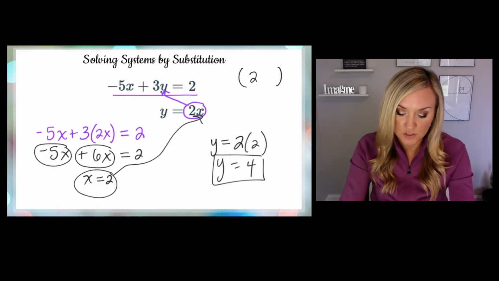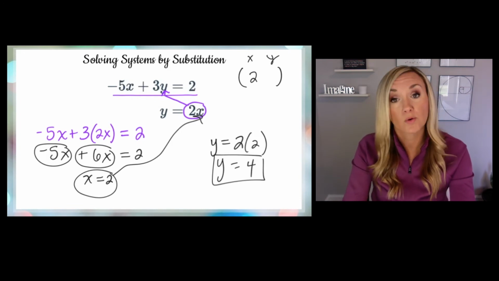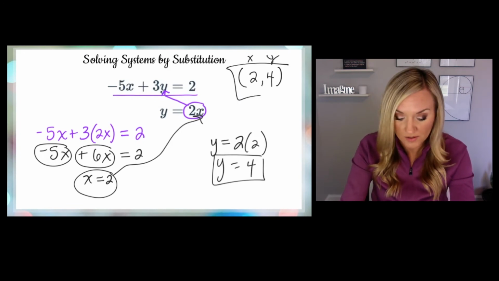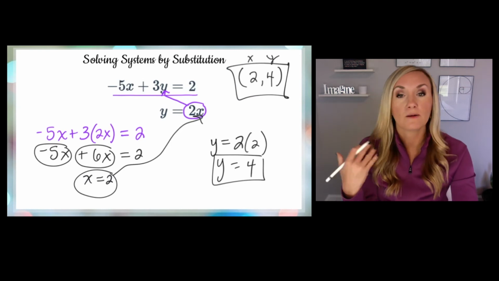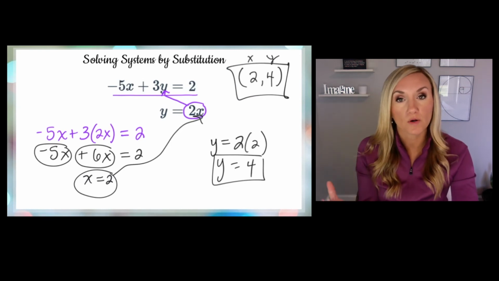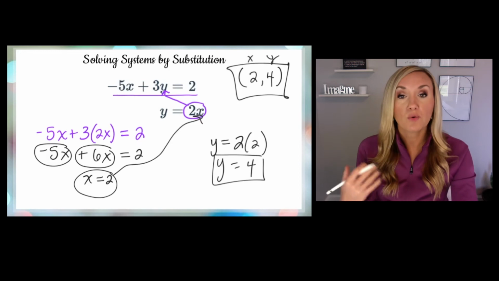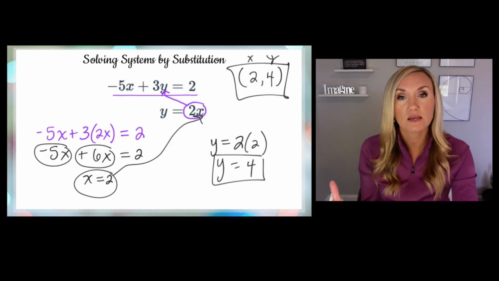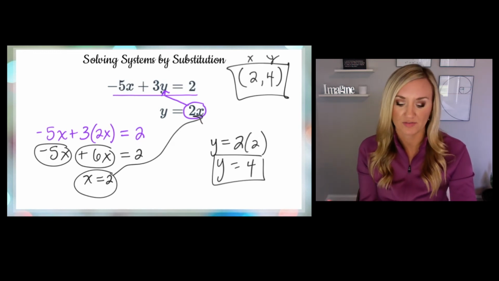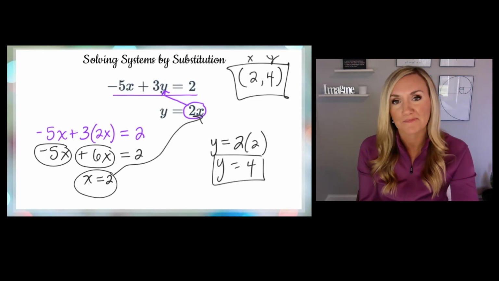Oh man, I didn't write my little answer right here. That's okay. 2 is first because it's x. We write our coordinates x and y, and it's 2, 4, and that is the final answer. Remember, the final answer is a coordinate. It's a point. Whenever you have a system, we're looking to see where those two lines intersect on a graph, and it is 2, 4 for this problem.